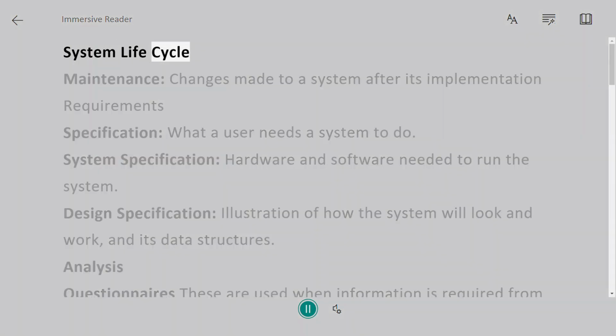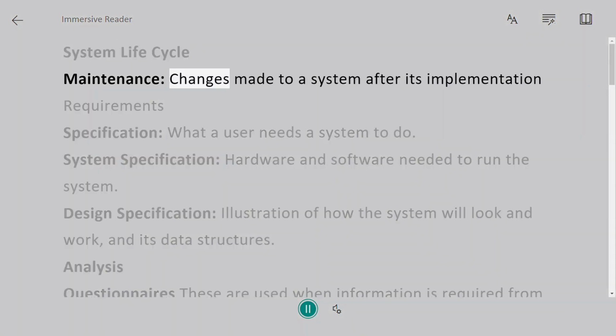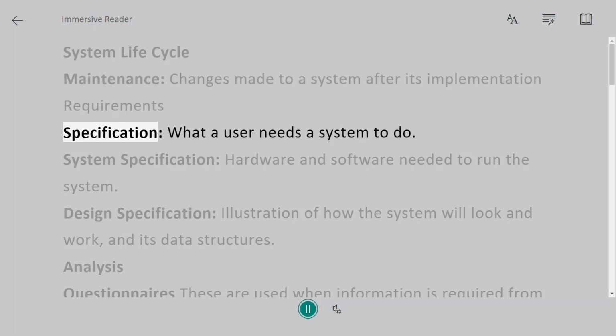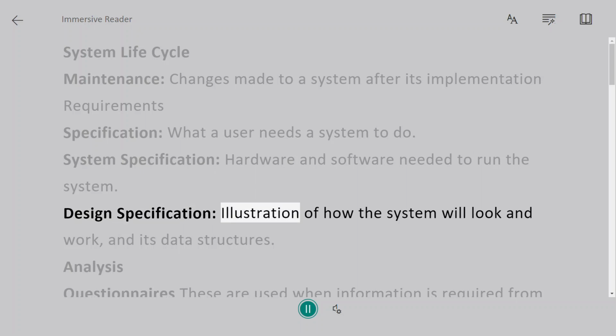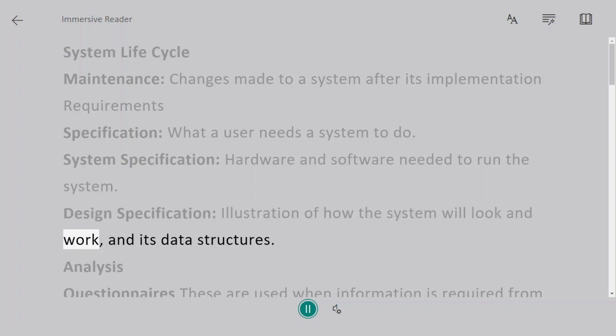System life cycle. Maintenance: changes made to a system after its implementation. Requirements specification: what a user needs a system to do. System specification: hardware and software needed to run the system. Design specification: illustration of how the system will look and work, and its data structures.